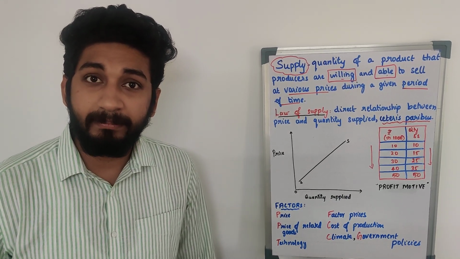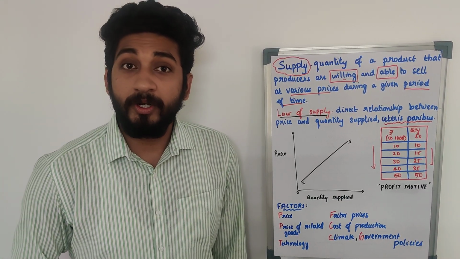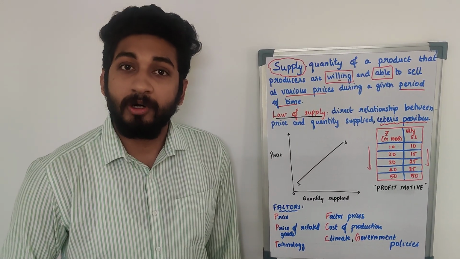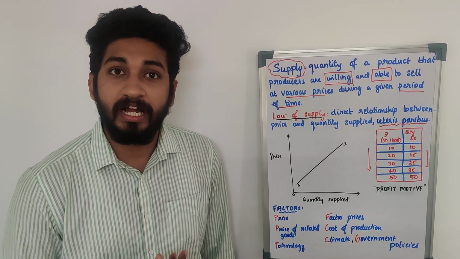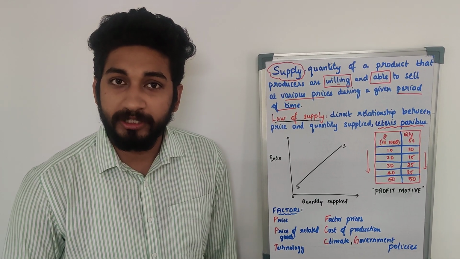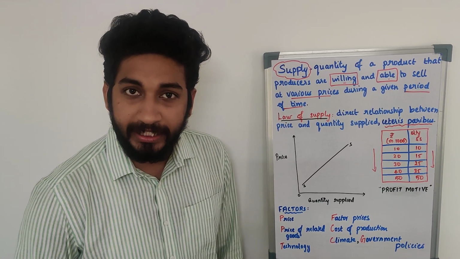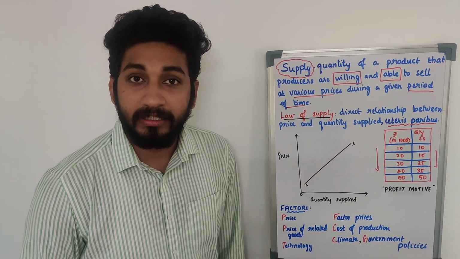The major reason behind this is the profit motive. We know the cost of production will increase as we produce more. So obviously the producer will charge a higher price for the additional units that are produced. There are various factors that can affect supply. We will look into them later. First, let us understand the supply curve.